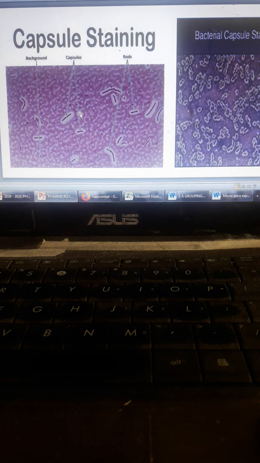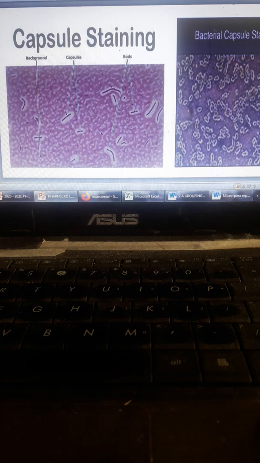There is what we call a space, and in the center we have the entire cell of the bacteria. Another one, capsulized. You can see the capsule as a space around the cell.